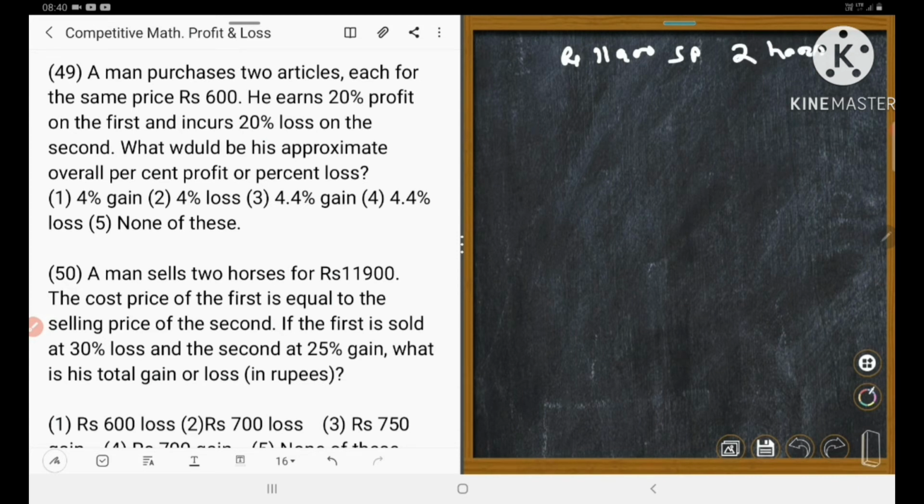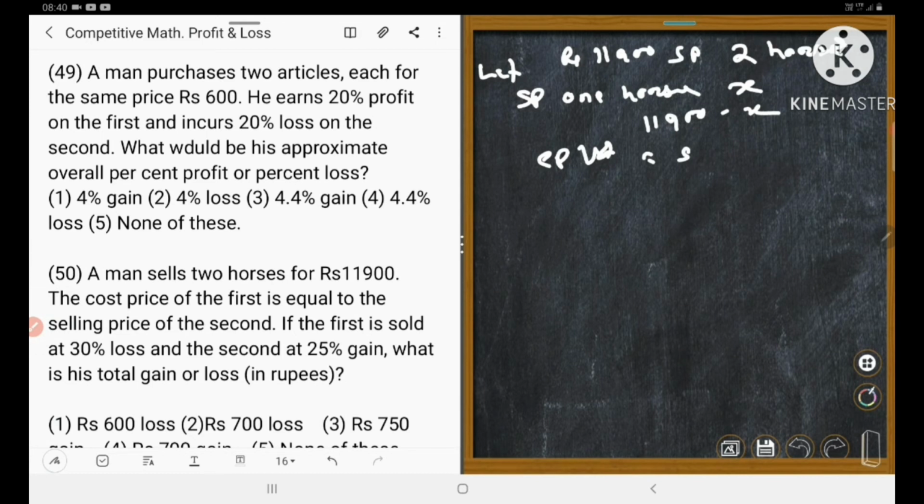Let the SP of 1 horse be X. The other is 11,900 minus X. The CP of the first is equal to the SP of the second. Could you understand? So, what is given?